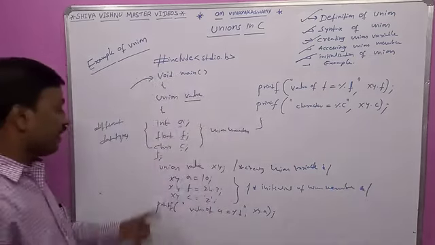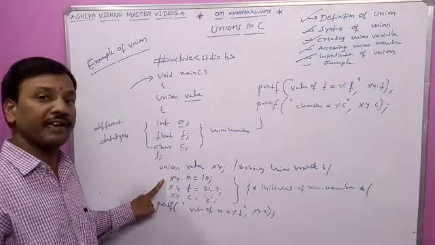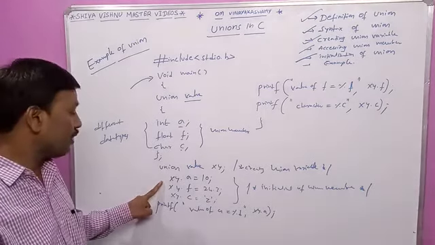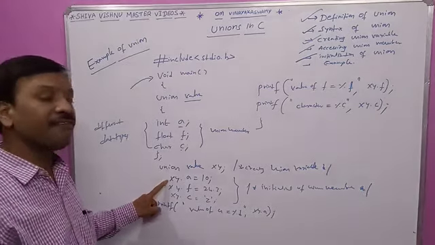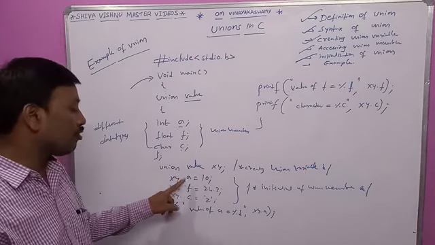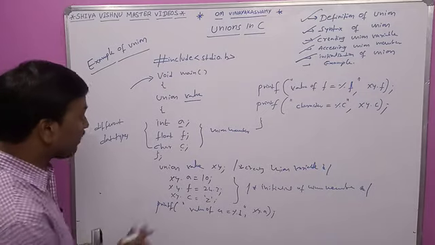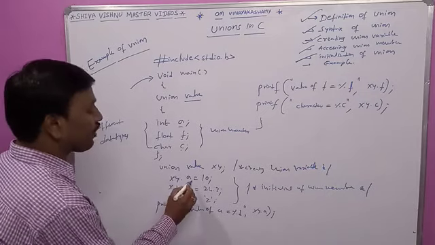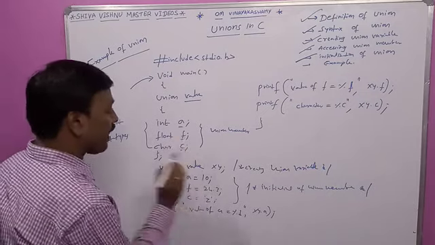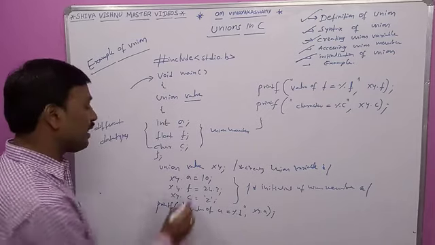Here you can see you follow the syntax. Based on the syntax only you can write. The syntax is the variable name, dot, the union member, assignment operator, value, semicolon. Here you can see the example: xy.a, the member, equals 10. Here we are assigning a value of 10.